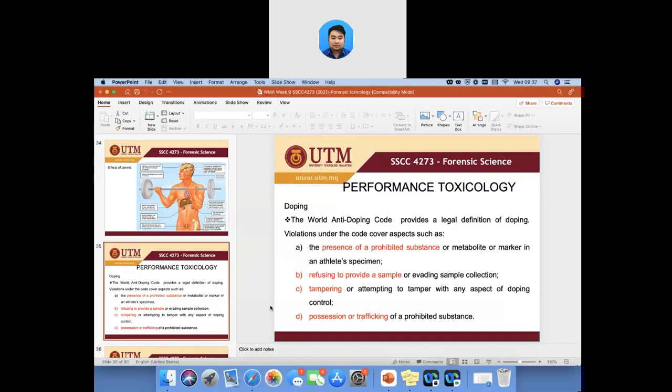The World Anti-Doping Code provides a legal definition of doping. Violations under the code would cover aspects such as the presence of prohibited substances or its metabolite or its marker in the athlete's specimen. So in terms of doping, it not only means the presence of the drugs of abuse, but its metabolite would also cause a positive outcome, and its marker would also provide a positive outcome. Also refusing to provide a sample or evading sample collection, tampering or attempting to tamper with any aspect of doping control, and lastly, the possession or trafficking of prohibited substances. So all of this has been provided by the World Anti-Doping Code.